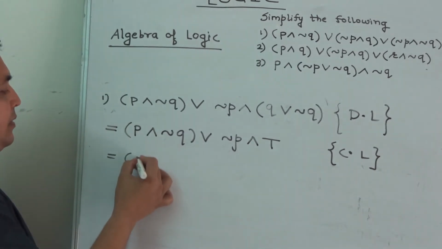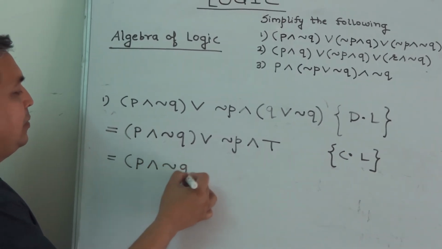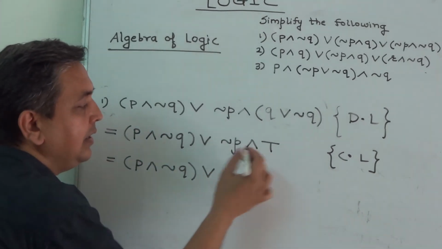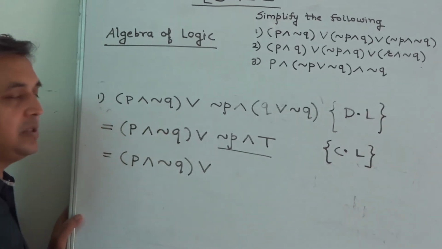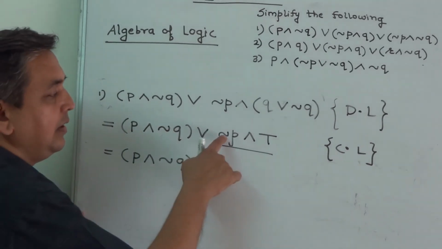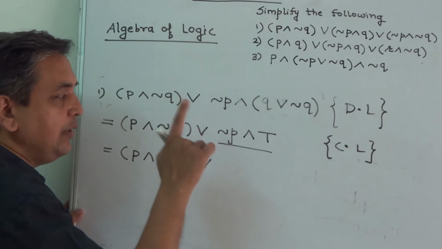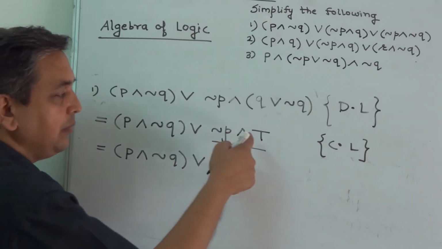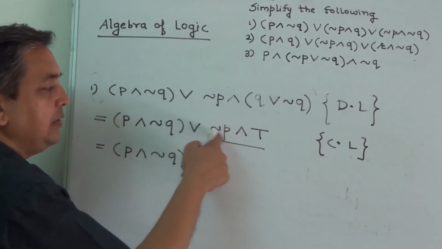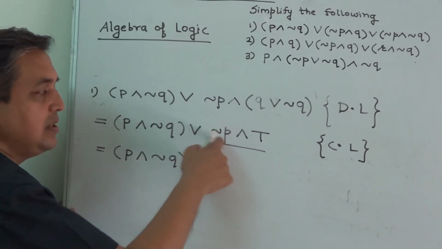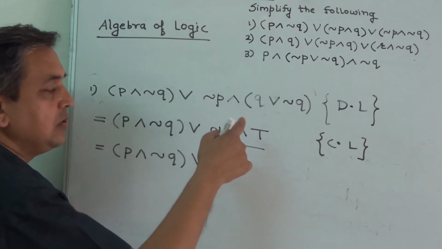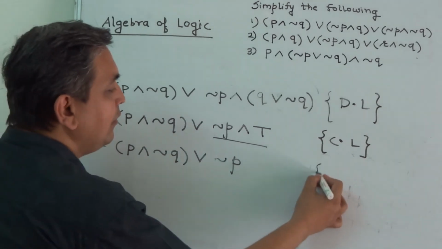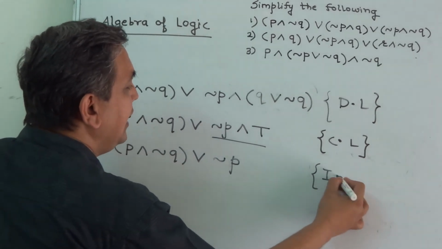which is equal to P and negation Q, or negation P and T. Over here we can use the identity law. Negation P can be true or false, we don't know, but one statement is true. This is AND. Now if one statement is true, if this is true, the result will be true. If this is false, the result will be false. So in any case the result is same as negation P. Which law we have used here? Identity law.